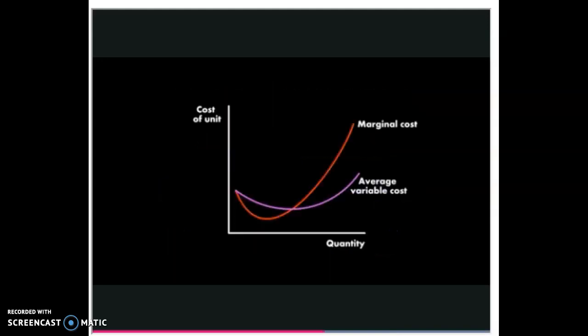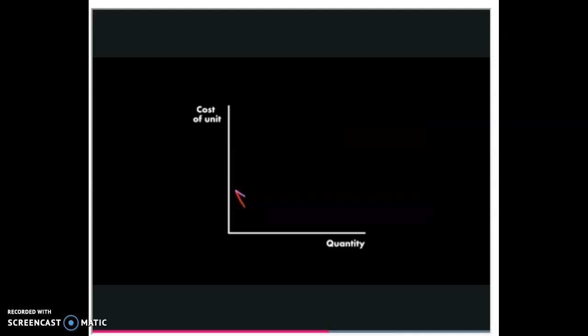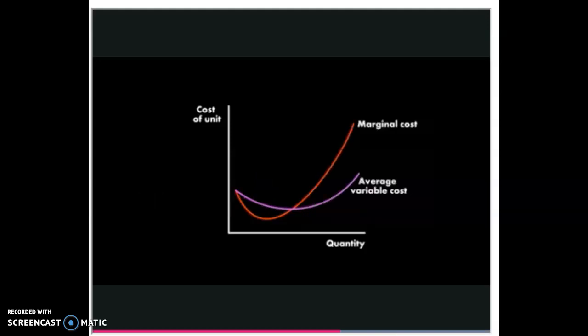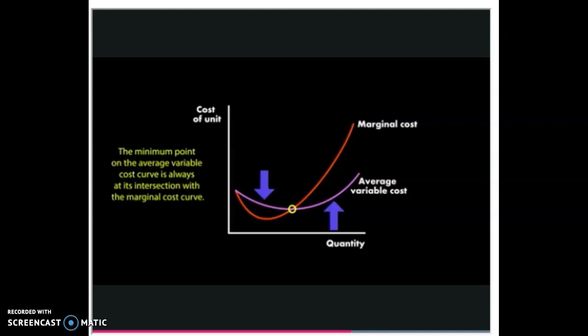The same thing happens with the marginal cost and the average variable cost. If the next or marginal unit costs less than the average variable cost, the lower marginal cost will pull the average variable cost down. And if the marginal cost is more than the average variable cost, the higher marginal cost will pull the average variable cost up. When the marginal cost curve crosses the average variable cost curve, the marginal cost goes from pulling the average variable cost down to pulling it up. So the minimum point of the average variable cost curve is always at its intersection with the marginal cost curve.